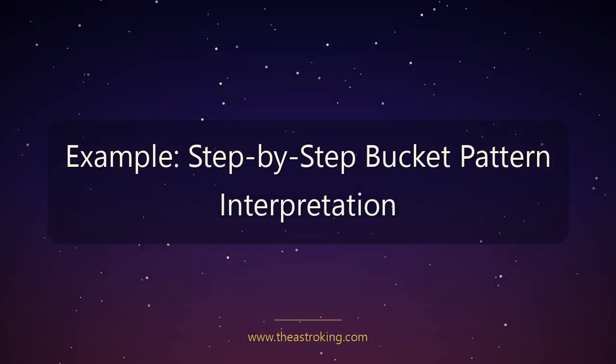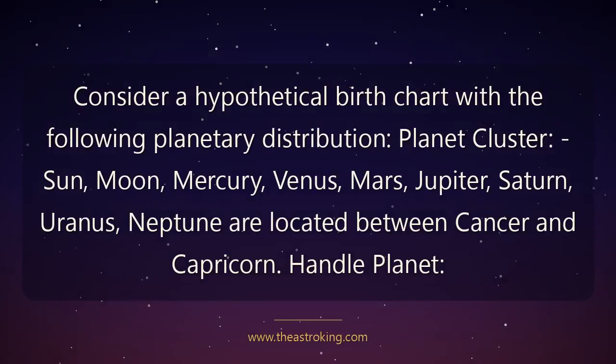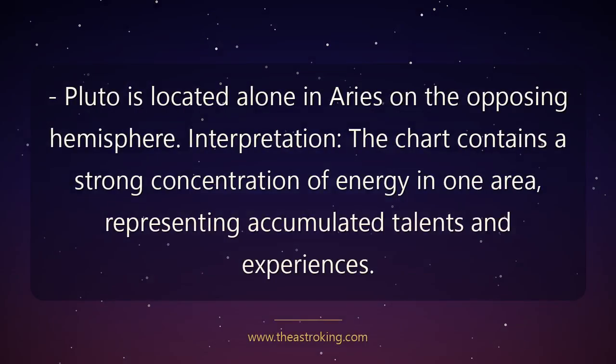Example: step-by-step bucket pattern interpretation. Consider a hypothetical birth chart with the following planetary distribution. Planet cluster: Sun, Moon, Mercury, Venus, Mars, Jupiter, Saturn, Uranus, Neptune are located between Cancer and Capricorn. Handle planet: Pluto is located alone in Aries on the opposing hemisphere.